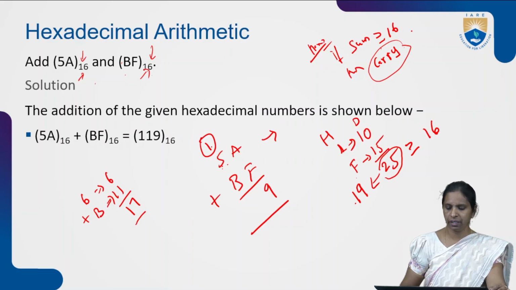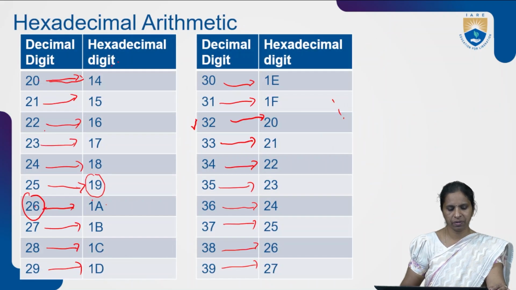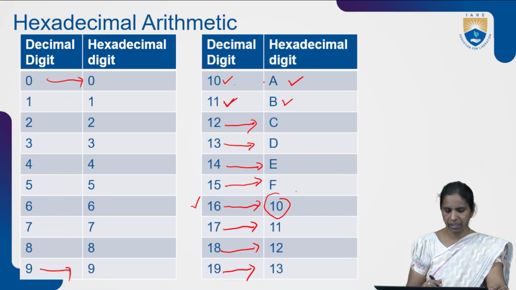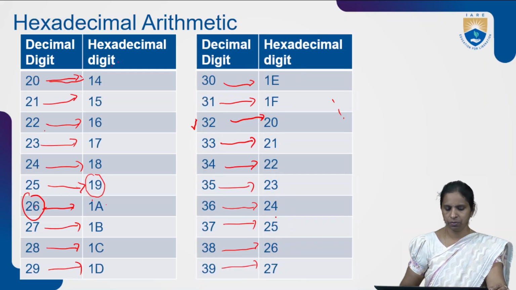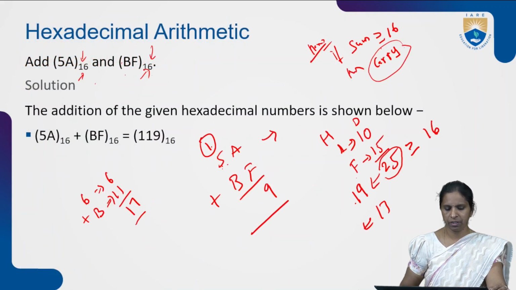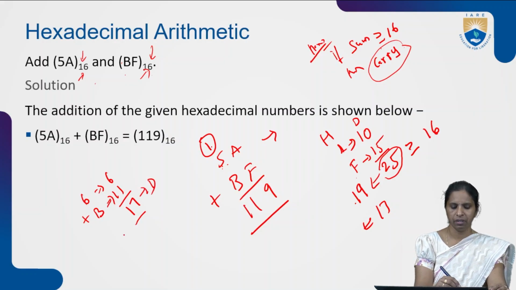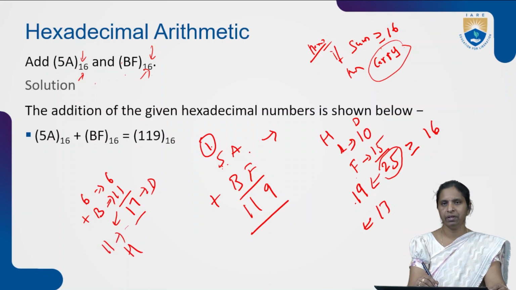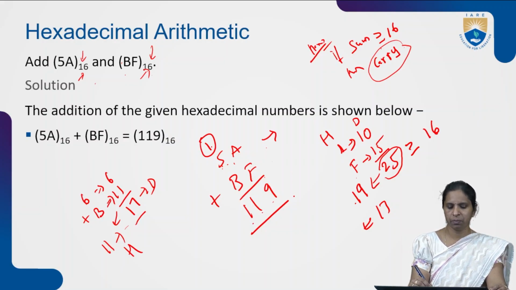And what is 17 in the hexadecimal number system? Previously, we have seen the table. 17 in the hexadecimal is equal to 11. 17 is a decimal number, and in the hexadecimal number, 17 is 11. Therefore, when you add 5A plus BF in the hexadecimal number system, you get the answer 111. And this is in the hexadecimal number system.